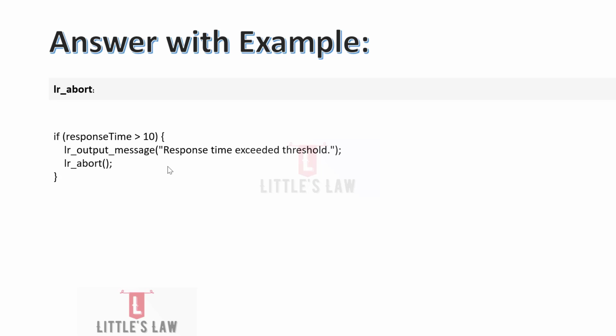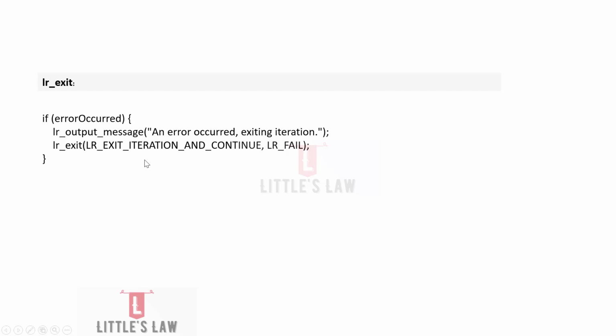Then coming to the next example, which is LR exit. What is the difference between LR abort and LR exit? Now we are in the second part. On the other hand, LR exit allows for more surgical control over script termination, because the previous abort does not have control. It just panics. It is just a panic button. Once it panics, it automatically stops all the virtual users. It brings every user to a halt.